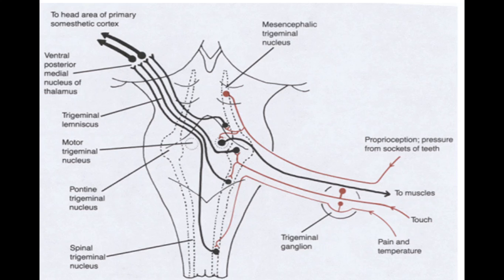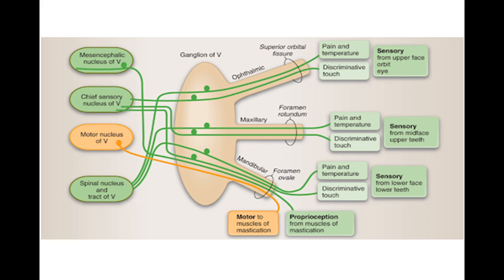So that is about the nucleus associated with the trigeminal nerve. This is one more diagram to show you the same thing I explained until now. This is the trigeminal ganglia. These are the three divisions. Green is the sensory root and this orange is the motor root.